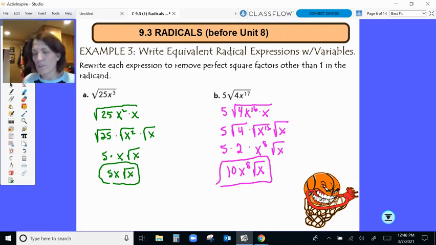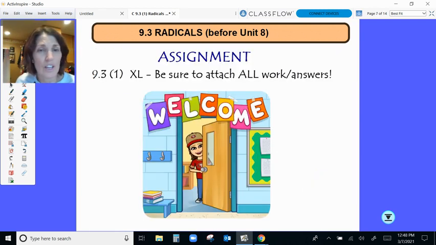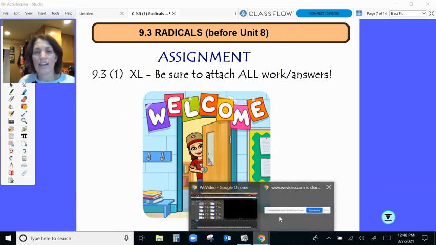And there we go. Okay, so that's what we're focusing on today, is just being able to simplify those radicals. You're going to have an Excel in Google Classroom, and then we will focus on multiplying and rationalizing on the next assignment.